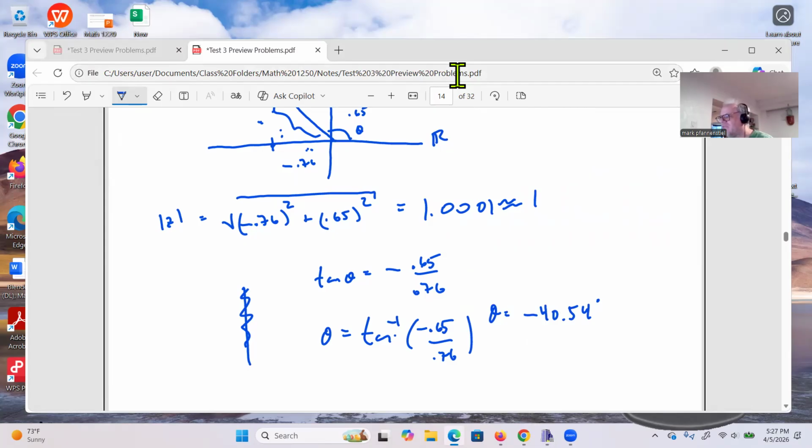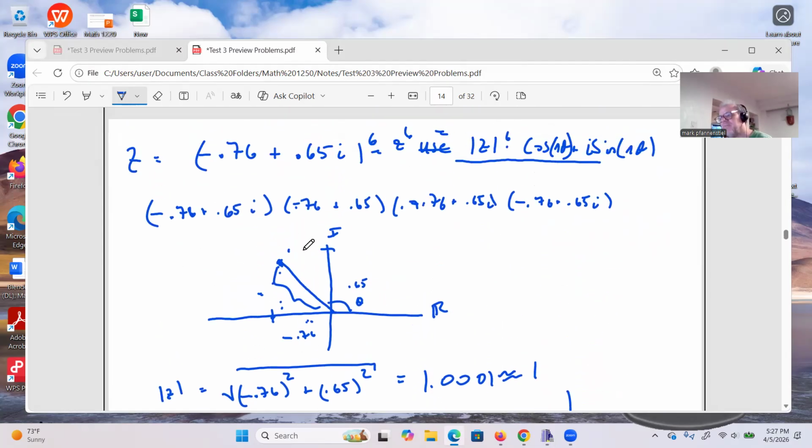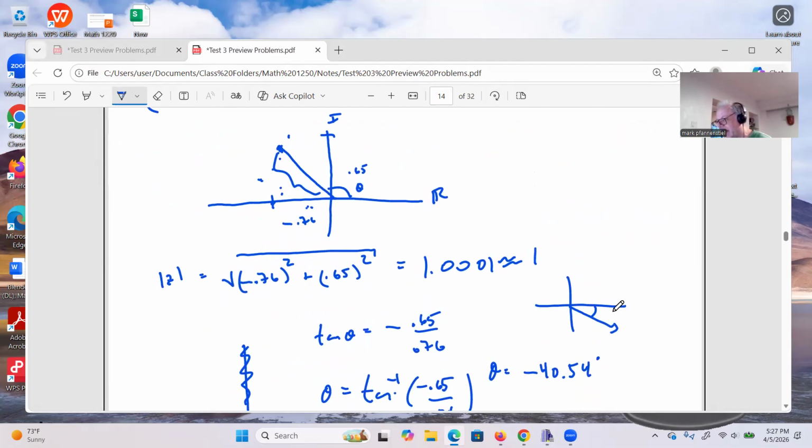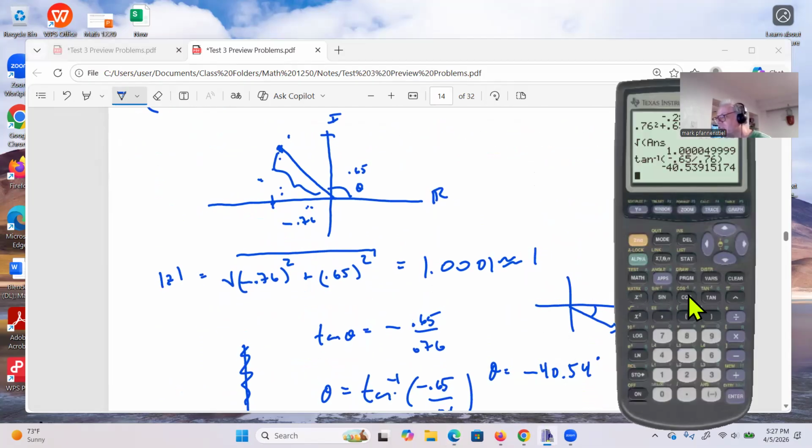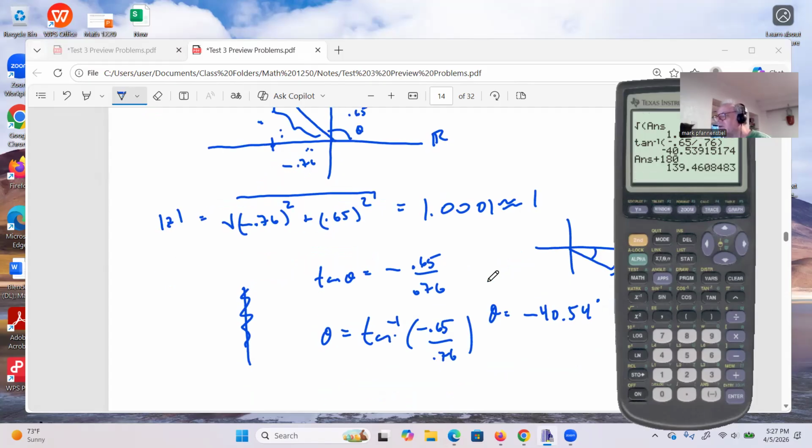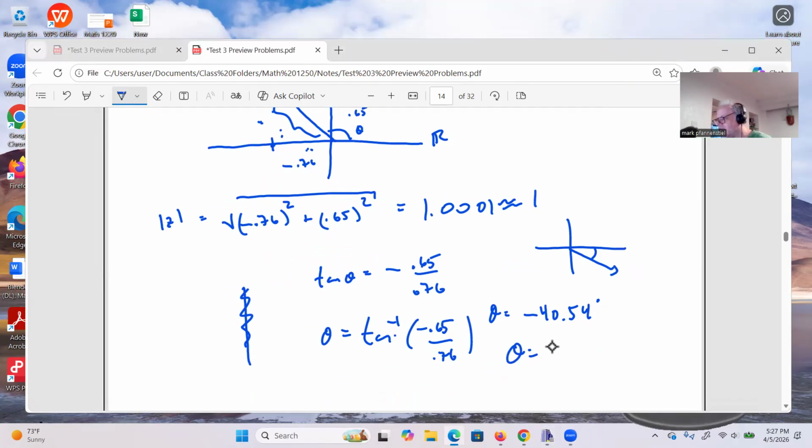Now, negative 40.54 degrees is going to look like it's down here somewhere, right? I'm looking at my original picture, and that is not where this angle says to go. So we have to add 180 to this value so we can put it in the right quadrant. That gives 139.46 degrees. So theta is equal to 139.46 degrees.